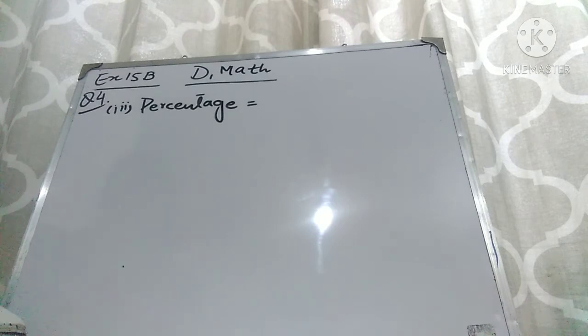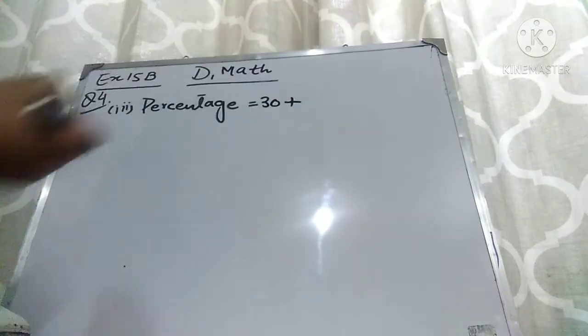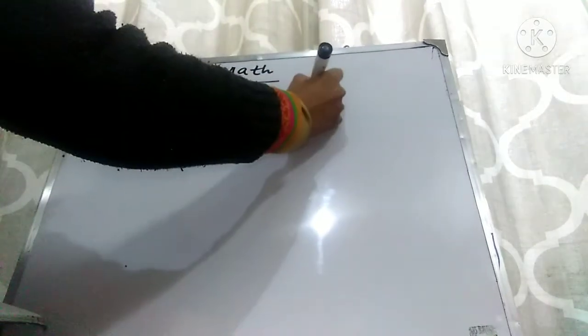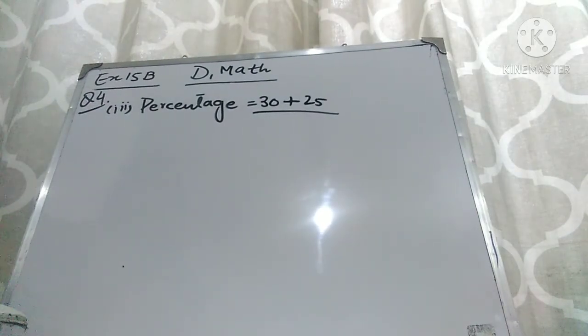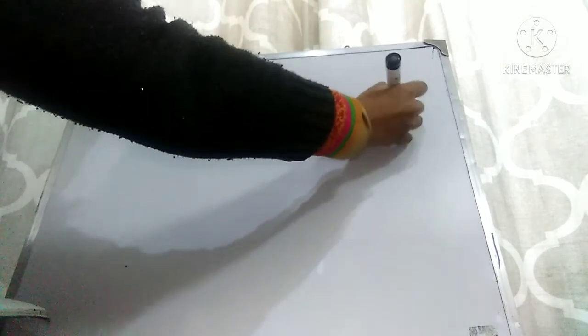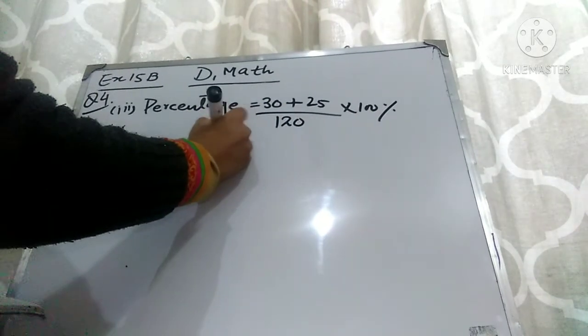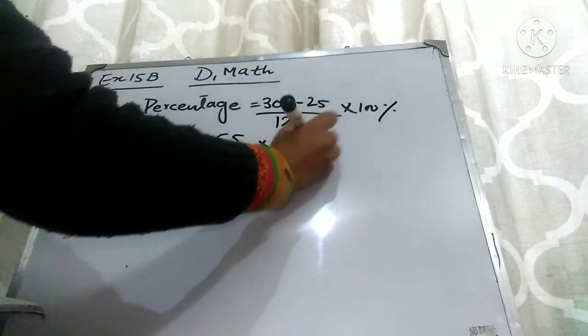So it means that the 4 people are sitting in 30 cars and 5 people are sitting in 25 cars. You will add these both numbers of the cars. And you know that total cars are 120, so you will divide by 120 and you will multiply by 100% to get the percentage. So you will get 30 plus 25, 55 over 120 multiplied by 100%.